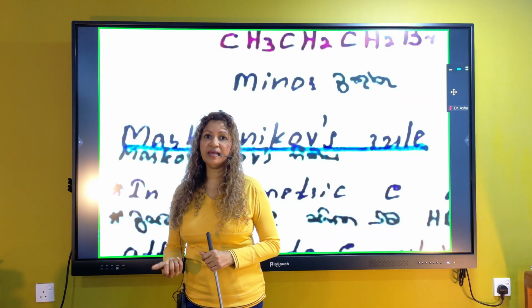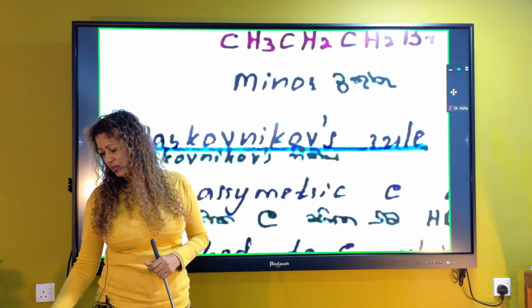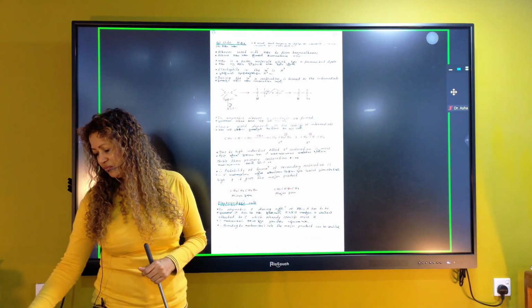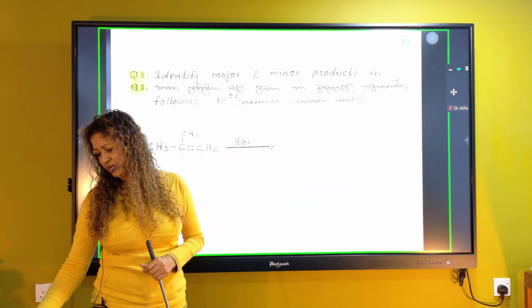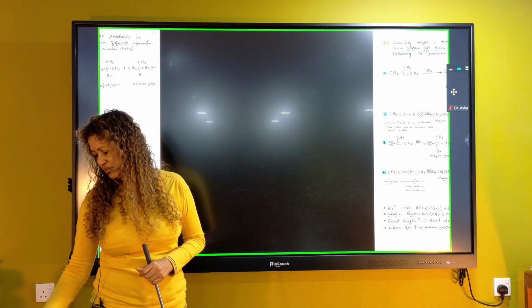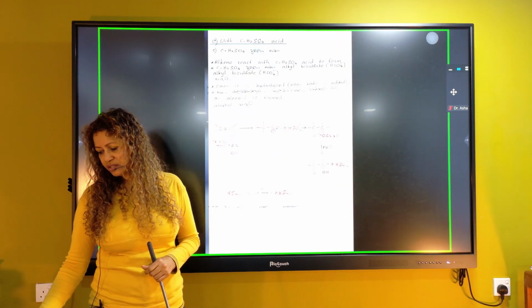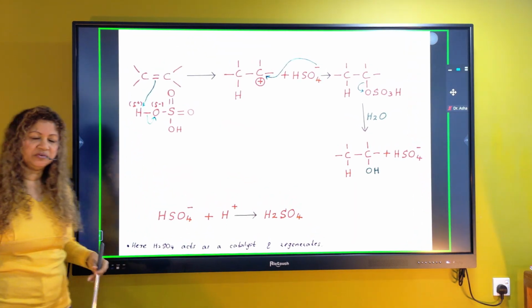When HBr adds to double bonds with asymmetric carbon, we did a couple of questions. You're going to discuss this next day. The next one is a reaction with conc H2SO4.